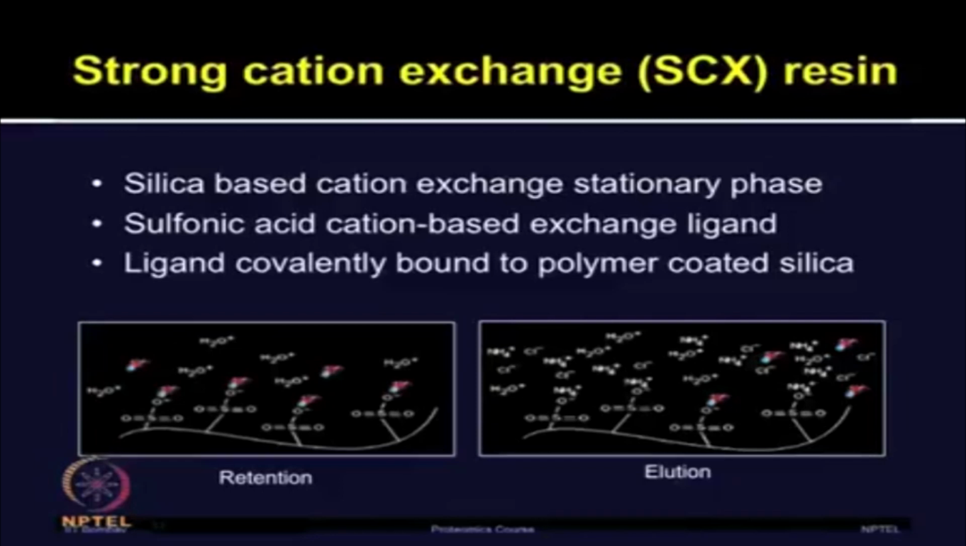Now, as I have shown in the slide, there are two important phenomena here. One is retention, other is elution. In retention, that is based on the electrostatic attraction between the negatively charged sulfonic acid and positively charged peptides. The elution can be performed by an exchange of peptides for cation of the mobile phase additive, the ammonium ions, and this is a reaction to the high concentration of cations.